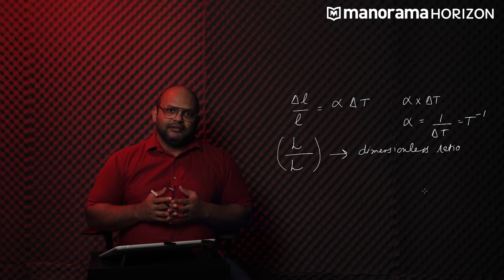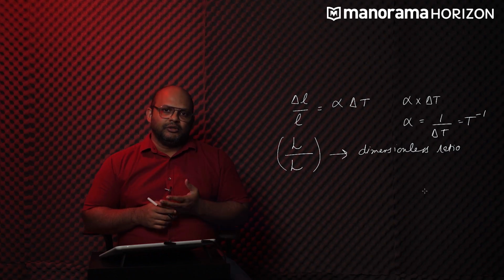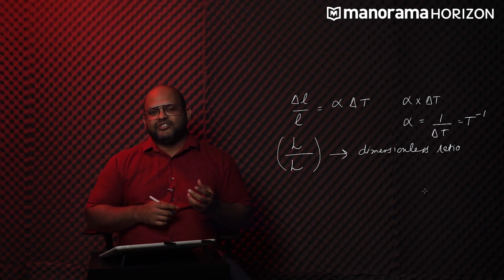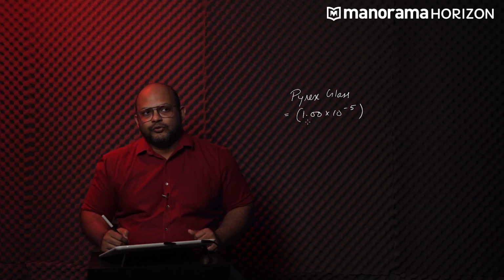We can also see that since we can determine the values of volume and superficial coefficient of expansion from the linear value, we just require the linear value to make these other assessments. For example, let's take the material Pyrex that we have seen before. Pyrex is a special type of glass which has a very low coefficient of linear expansion. In fact, it is approximately 1 times 10 to the power negative 5 in magnitude. So, this is a very low value of linear expansion.